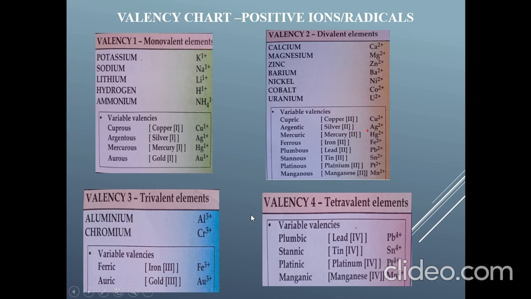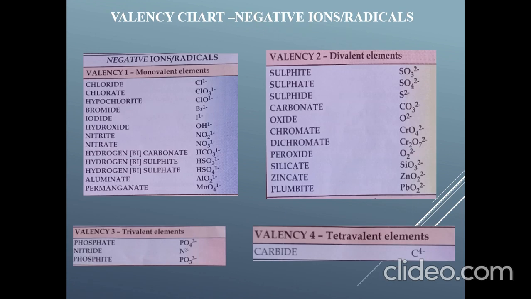So this chart is about all the positive radicals. You have to learn them thoroughly because a question may be asked in the exam to find out the valency. And valency is a very important topic of this chapter. Now let us see the valency chart of negative ions or radicals.